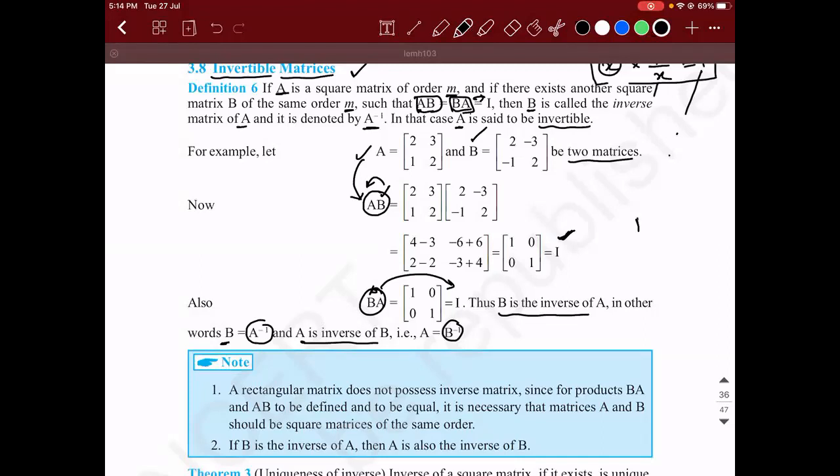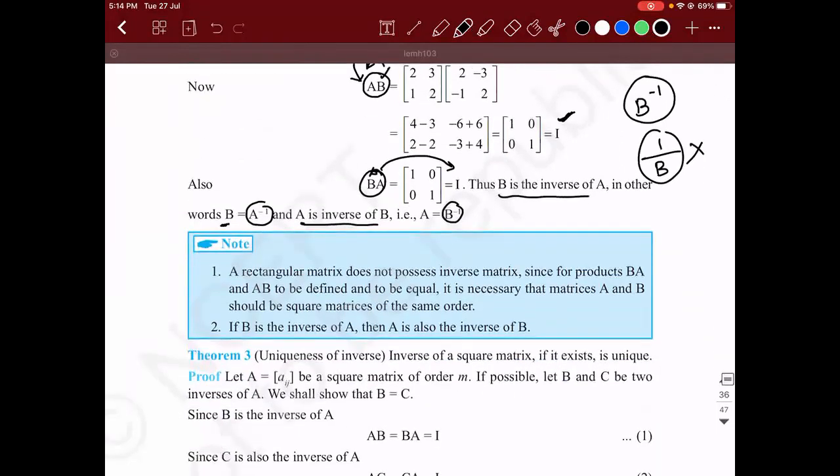So how do you write the inverse? B with a power of -1. Most of them have a confusion. They think that it is 1 by B. No, it is not the reciprocal, because you cannot divide a real number by a matrix. It is B inverse.